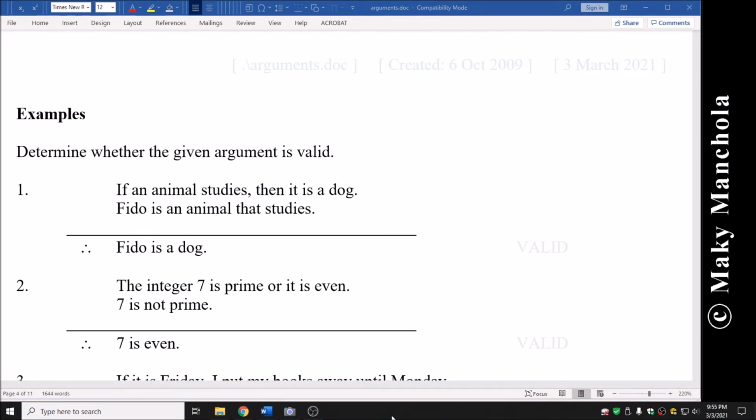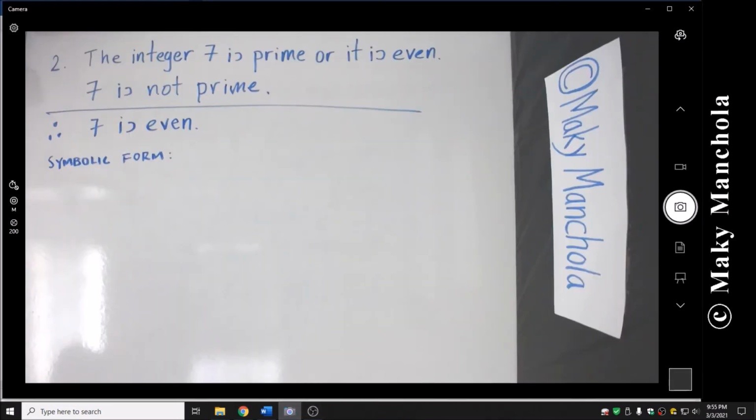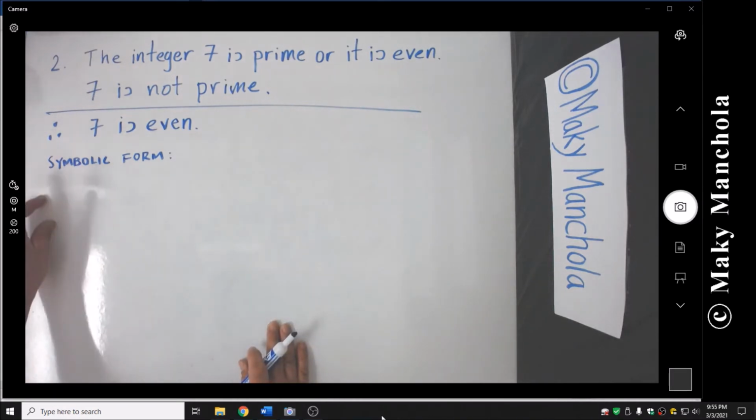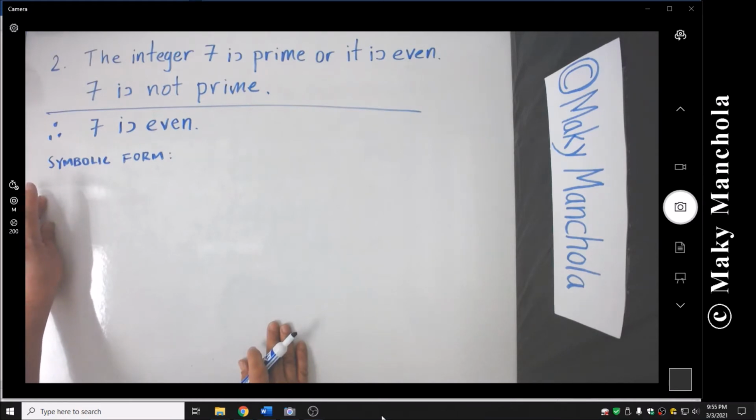Example number 2. The integer 7 is prime or it is even. 7 is not prime. Therefore, 7 is even. Again, we convert to symbolic form, form the conjunction of the premises, and build a truth table for it.